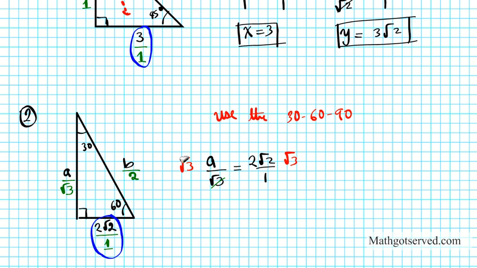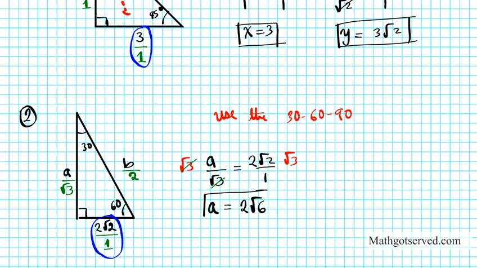These root 3's divide out, so I'll have A equals 2 times root 3 times root 2, which is root 6, so A equals 2 root 6. Alright, so there goes the value of A.